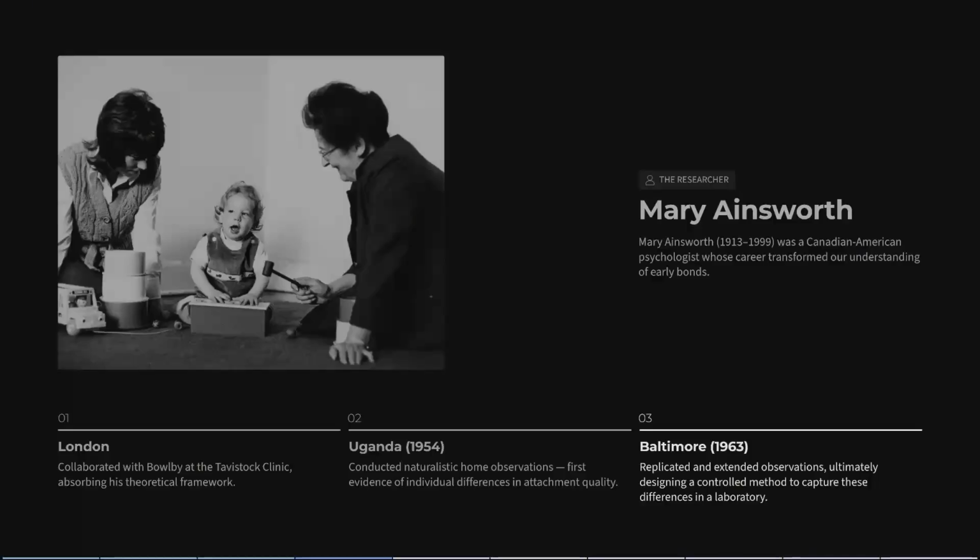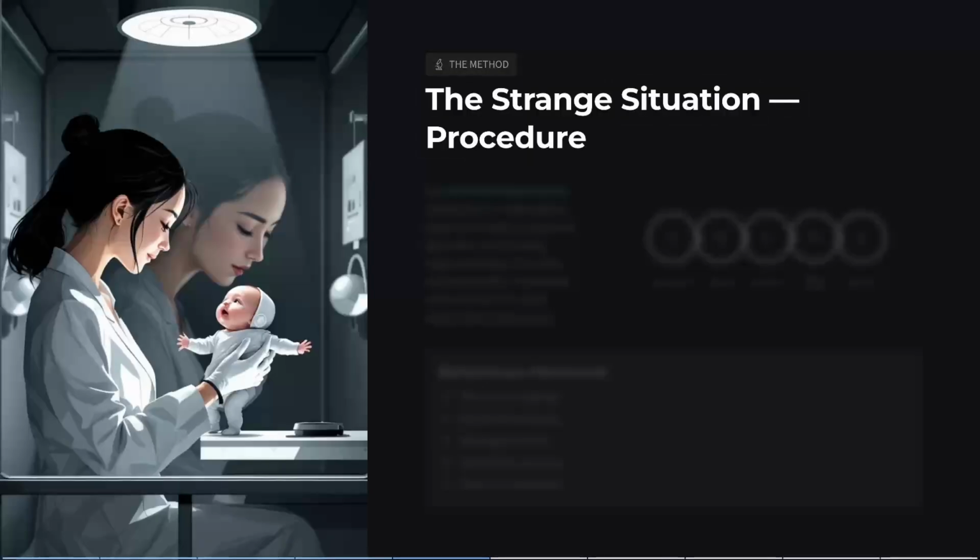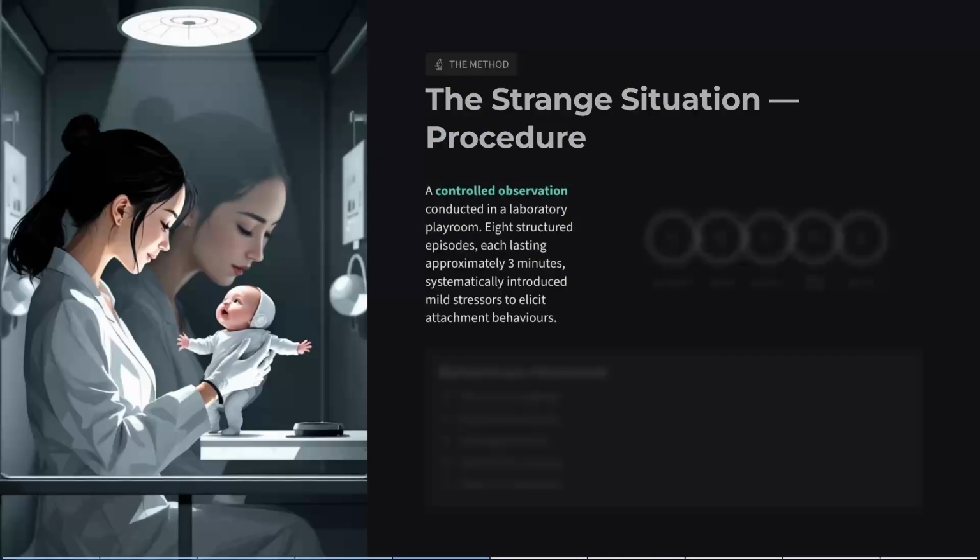The strange situation is a controlled observation, a structured procedure conducted in a laboratory setting designed to systematically elicit and measure attachment behaviors by introducing mild, carefully calibrated stressors. The setting was a laboratory playroom, an unfamiliar environment stocked with toys, observed through a one-way mirror. The unfamiliarity of the setting is itself the first mild stressor. It activates the infant's attachment system from the very beginning.